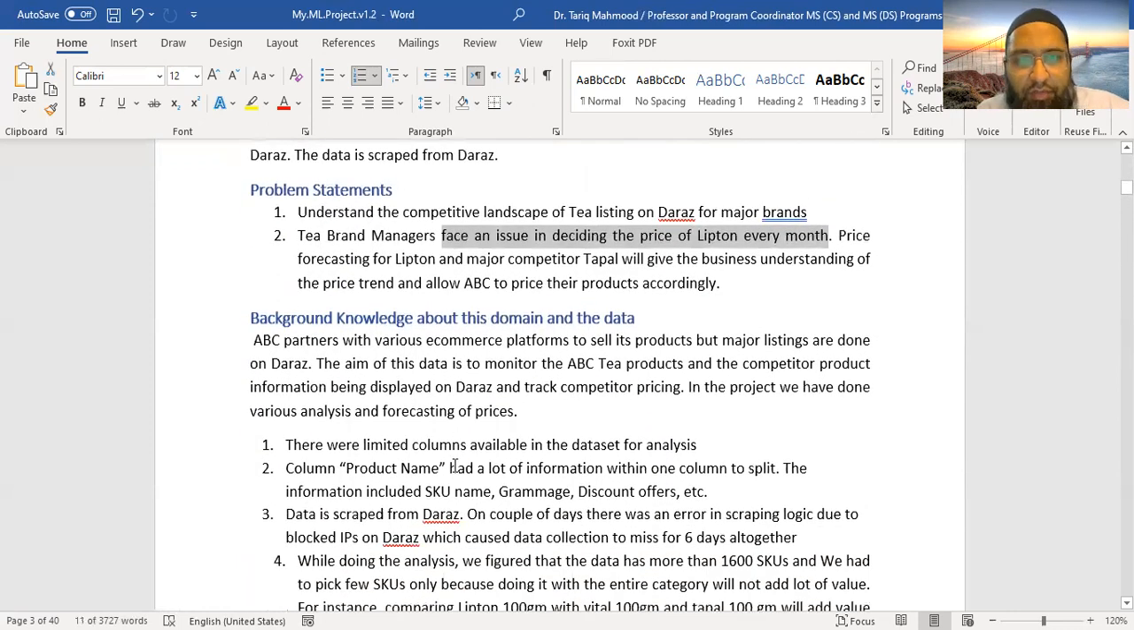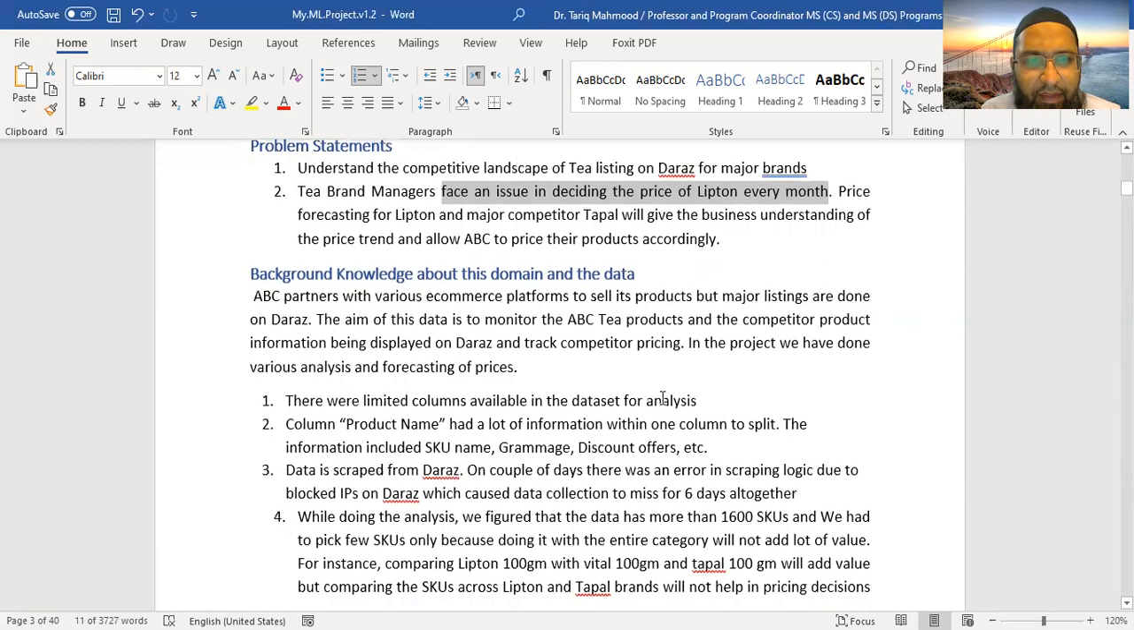So first, we're going to be talking about the background knowledge, which I have always stressed to my students to actually gather. So the company partners with various e-commerce platforms to sell its products, but the major platform is basically Daraz. And the scraped data, the aim is to monitor the tea products and the competitor information, and hence do competitor pricing and informed decision making.